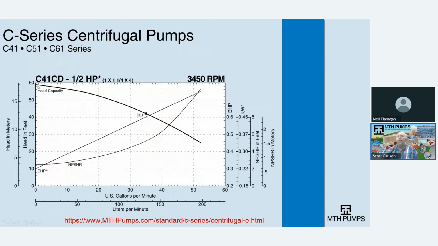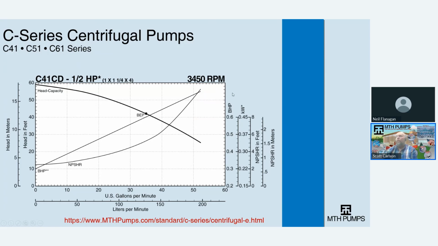Example of that, here's a C41CD, and the best efficiency point for it is sitting right here at about 35 gallons a minute, and that's at 42 feet ahead. You can see with our centrifugal pumps, because of the open face design, they still keep relatively low NPSH, and the brake horsepower starts at a 1/3 horse and goes all the way up.